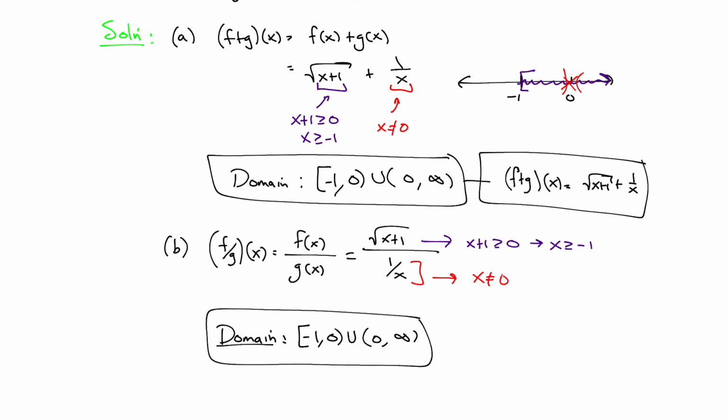And our function, when we simplify it, we're dividing by a fraction, so we just flip and multiply. So our function, f over g of x, is just going to be x times the square root of x plus 1. And that is our function, thus completing this question. And we'll move on to the last one.